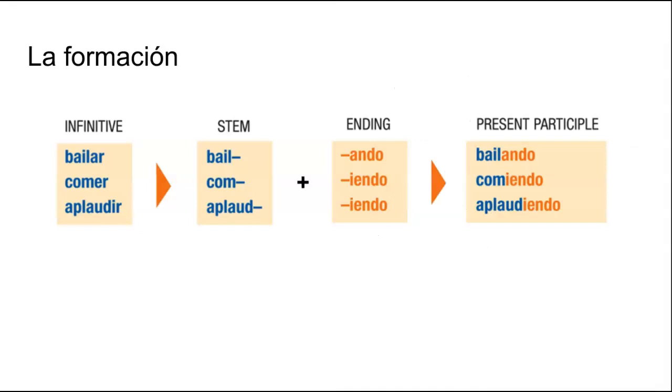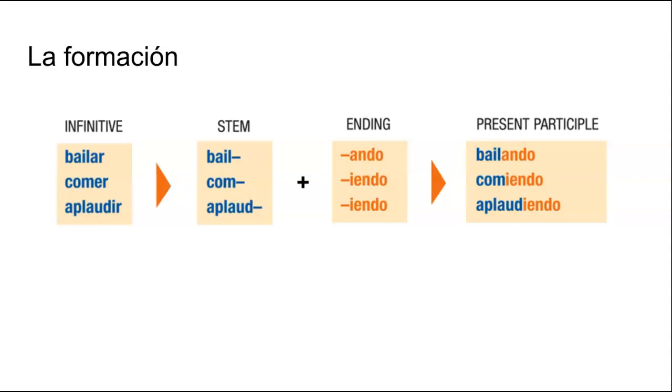The present progressive is a verb form that describes what's happening right now. The presente progresivo narrates an action in progress. It's formed with the present tense of estar and the present participle or el gerundio of the main verb. Take a look at these examples. You form the present participle of regular verbs by dropping the ar, er, and ir endings from the infinitive and adding the endings ando or yendo. See? Bailar, bailando. Comer, comiendo.